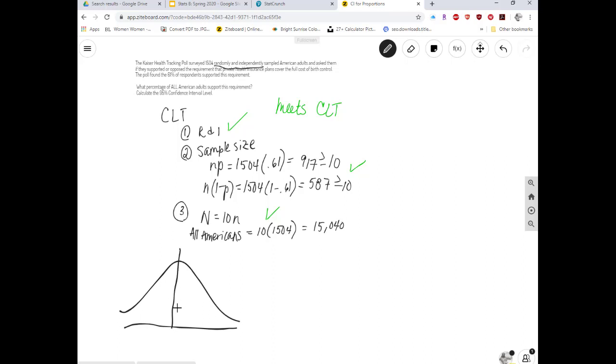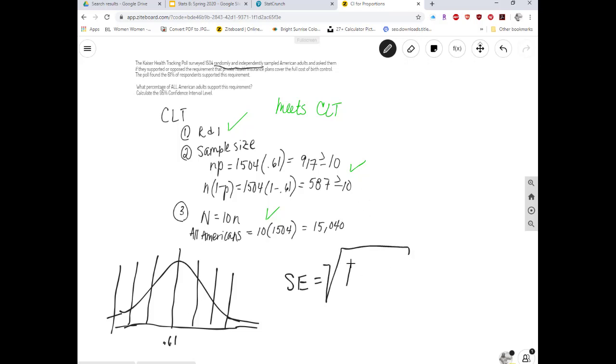And that 0.61 is going to be right there in the center. And I'm working with a sample, so I'm going to have to estimate the standard error for this. And I'm going to need to know what this distance is. So in order to estimate the standard error, I need to find it.